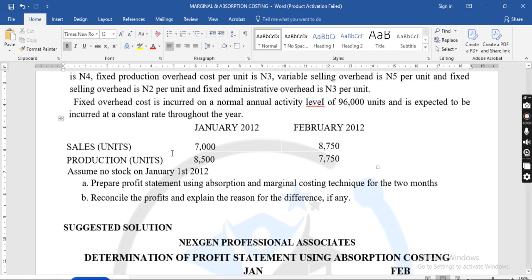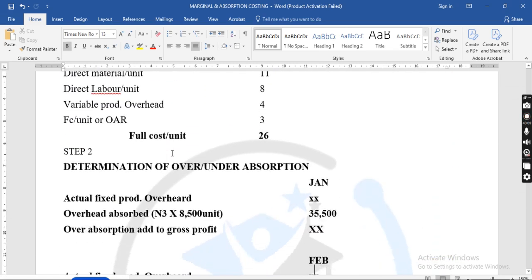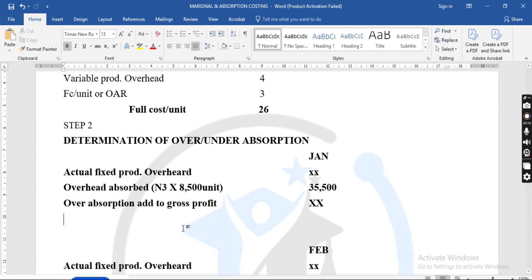So in this case, the actual fixed production is not given, but we can change it. Now let's use another technique. Since the actual production is not given, let's have something different. January, February.